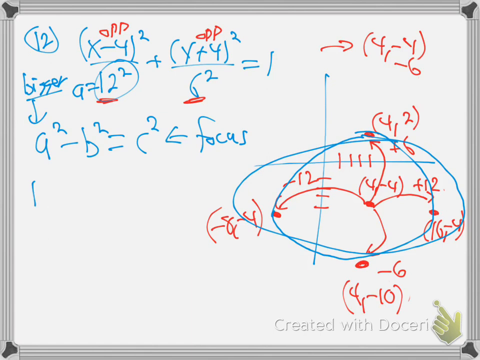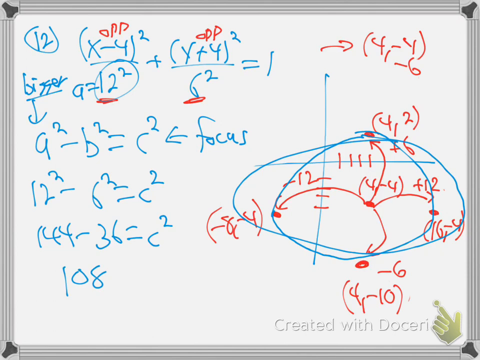12 is bigger. So this is 12 squared minus 6 squared is c squared. 144 minus 36 is c squared. But what's that, 108? Yeah. And then root it. Square root of 108, I don't know. 2 times 54, which is 6 times 9.